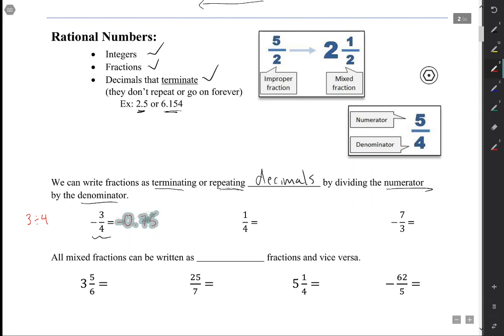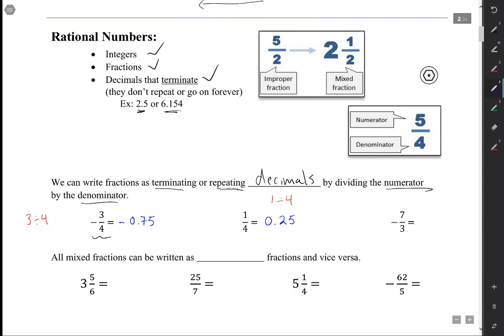I'm actually going to write this in a different color. Let's do blue. So negative 0.75 would be our answer there. Same thing for this one, 1 over 4. In your calculator, you would do 1 divided by 4. And if you do that, you should get 0.25. Easy peasy. This time it's positive. There's no negative sign over here, so we're just going to leave our answer as positive.